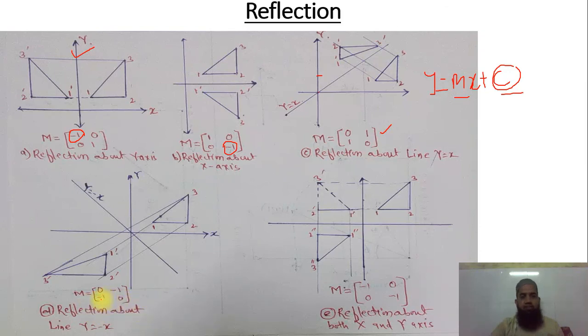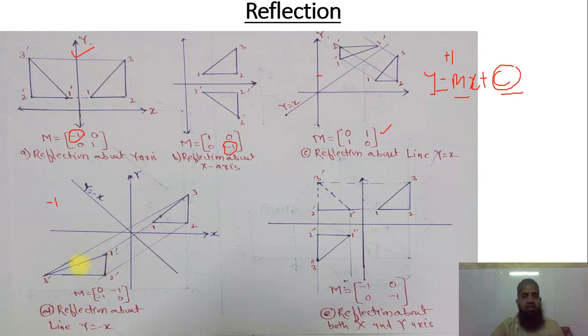If a line is y equal to minus x, the value of the slope is minus 1, then the line will be tilted this way. I have a triangle in the first quadrant, and I have to reflect it with respect to this line, so that it will end up in the third quadrant.